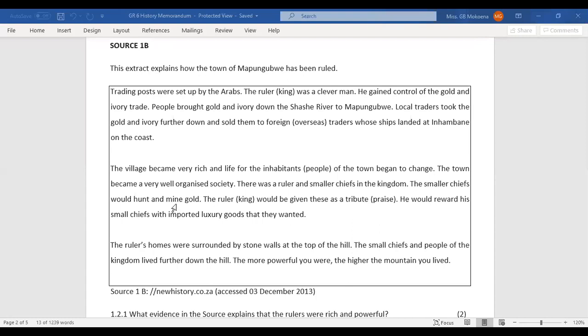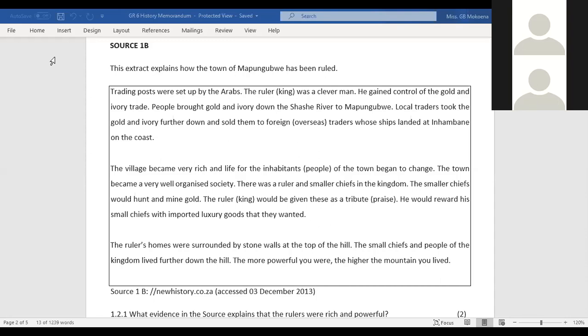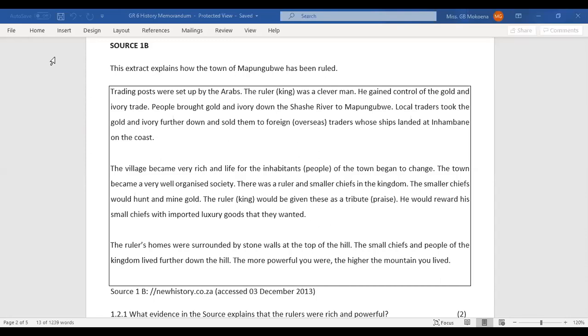Trading posts were set by the Arabs. The ruler was a clever man. He gained control of the gold and ivory trade. People brought gold and ivory down the Shashe River to Mapungubwe. Local traders took the gold and ivory further down and sold them to foreign traders whose ships landed at Inhambane on the coast. The village became very rich and life for the inhabitants of the town began to change. The town became a very well organized society.